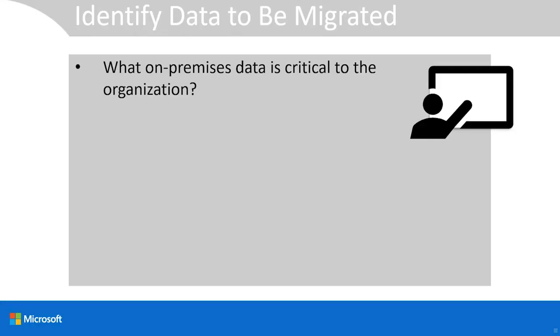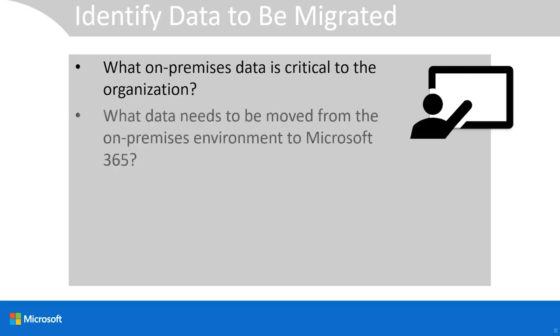A critical planning activity in the design and implementation of your Microsoft 365 services is planning migration of your users and of your data. When you're planning your migration, you typically want to start by identifying the data that's going to be migrated. Some questions to ask include, what on-premises data is actually critical to your organization? As I mentioned before, most organizations have a lot more data on-prem than they actually need or want to keep. They just haven't bothered to clean it up.